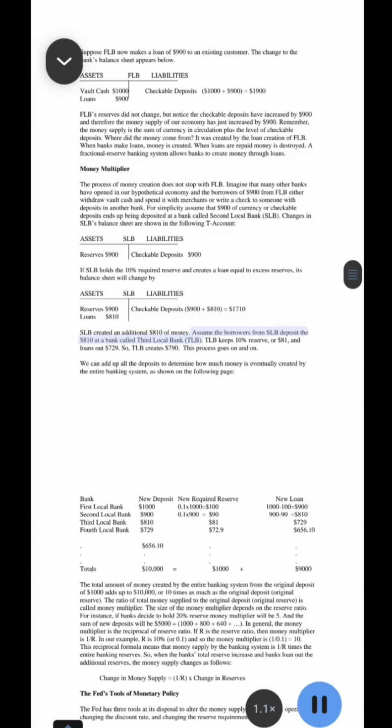Assume the borrowers from SLB deposit the $810 at a bank called Third Local Bank, TLB. TLB keeps 10% reserve, or $81, and loans out $729. So TLB creates $729. This process goes on and on. We can add up all the deposits to determine how much money is eventually created by the entire banking system, as shown on the following page.